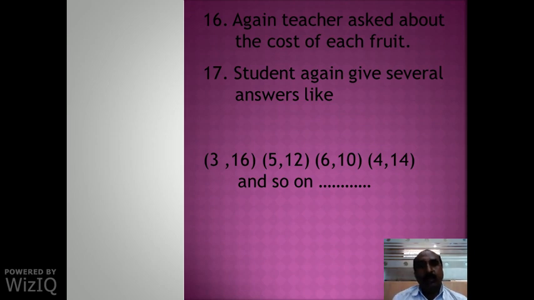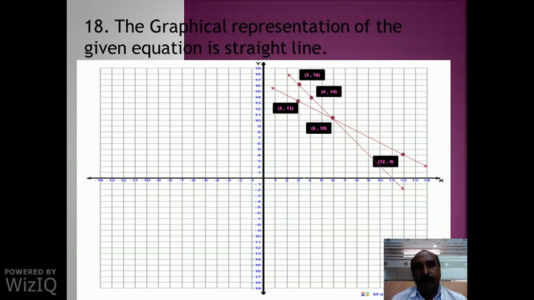Again student give several answers, like rupees 3 is the cost of mango and 16 is the cost of apple. If rupees 3 is the cost of mango, then for 2 mangoes 6 rupees is there, and that 6 and 16 is 22. Like that students told some pairs. Again teacher asked to plot these points on graph paper and see the graphical representation of this.